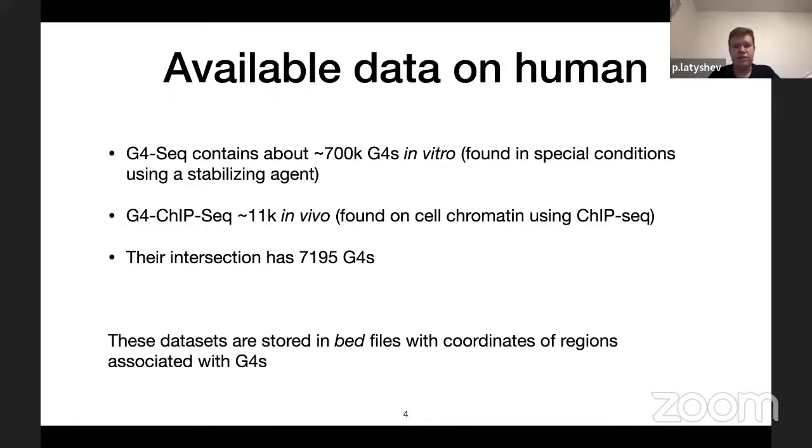And the other dataset is G4 ChIP-seq dataset. It is in vivo dataset. It means it has quadruplexes found on living cell chromatin using ChIP-seq method. Both datasets are not very accurate. They can have some false positive regions. So their intersection has 7,000 quadruplexes. And I decided to train my models on intersection because it's more accurate.